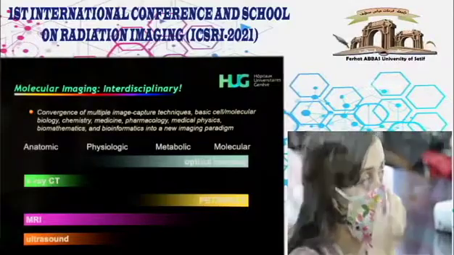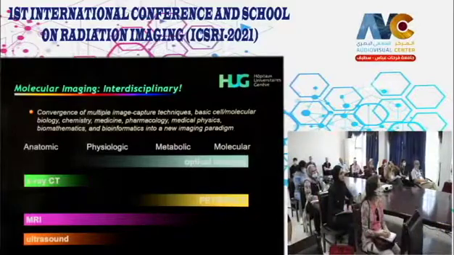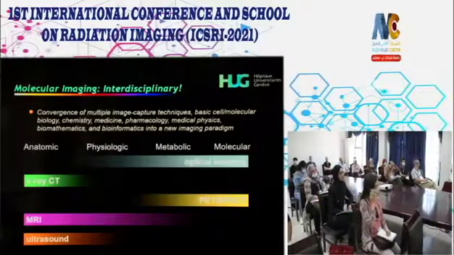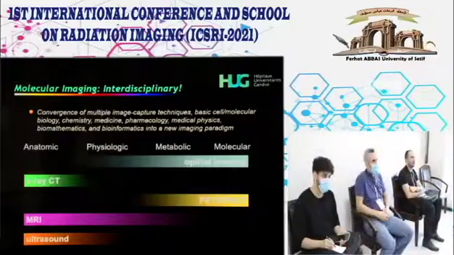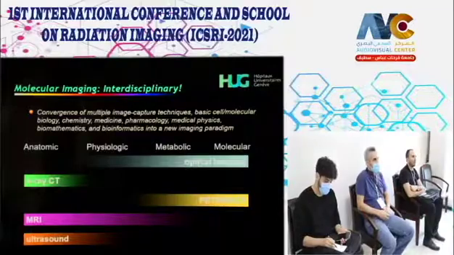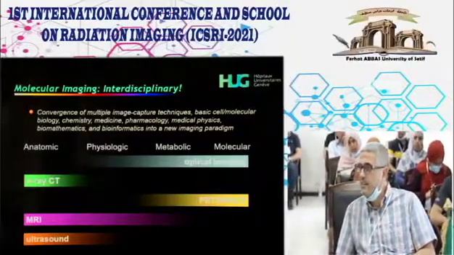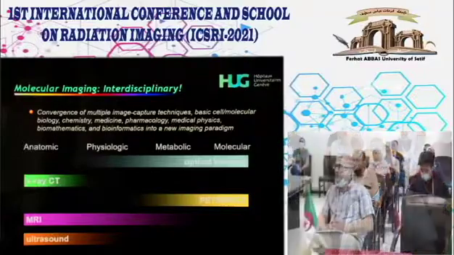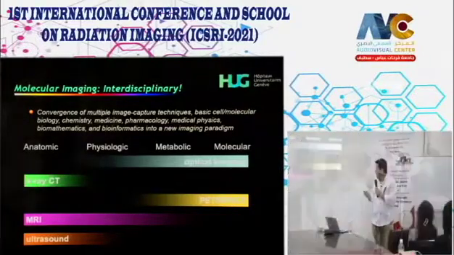We have witnessed a convergence of multiple image capture techniques, with unprecedented collaboration between scientists coming from different disciplines. I think this is one of the few medical specialties where you don't have only MDs, medical doctors, but also scientists with backgrounds in mathematics, physics, computer science, biochemistry, and so on.